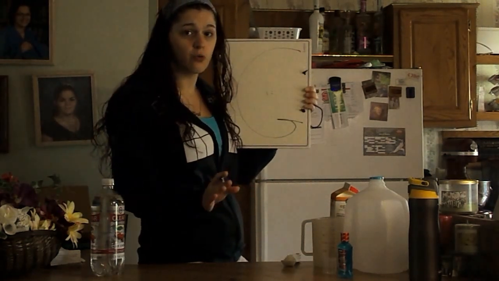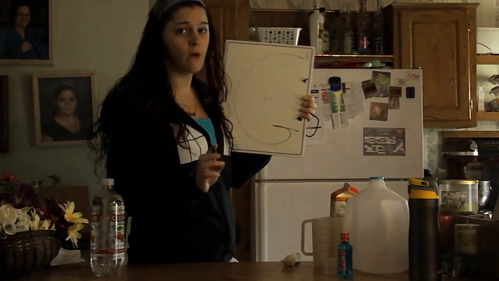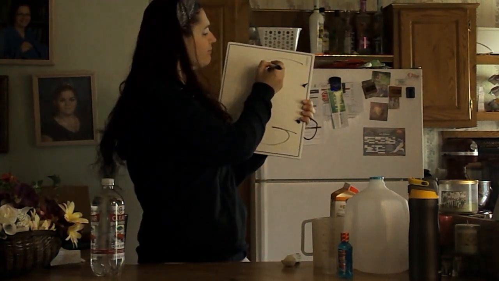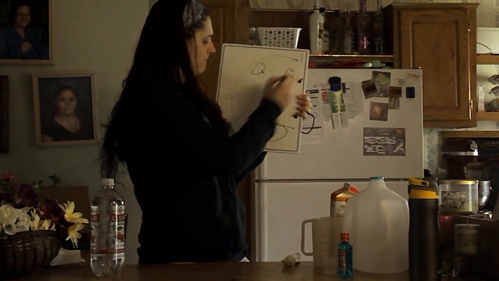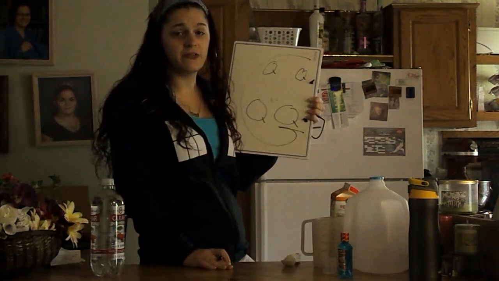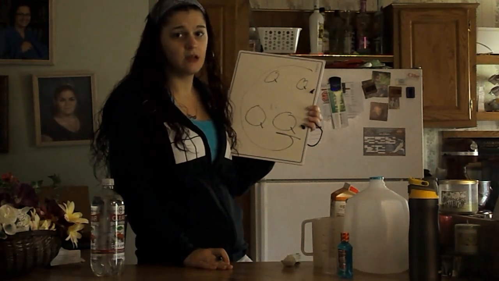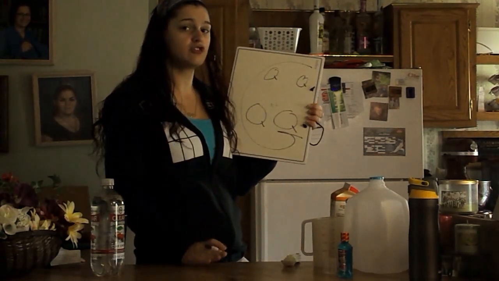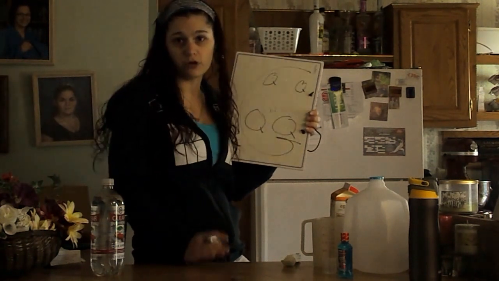After that, we have the quarts. There are 4 quarts to 1 gallon, so we're going to draw 4 Q's within the big J. And then within the quarts, we have pints. There are 2 pints to 1 quart, so we can draw 2 P's within each of the 4 Q's.